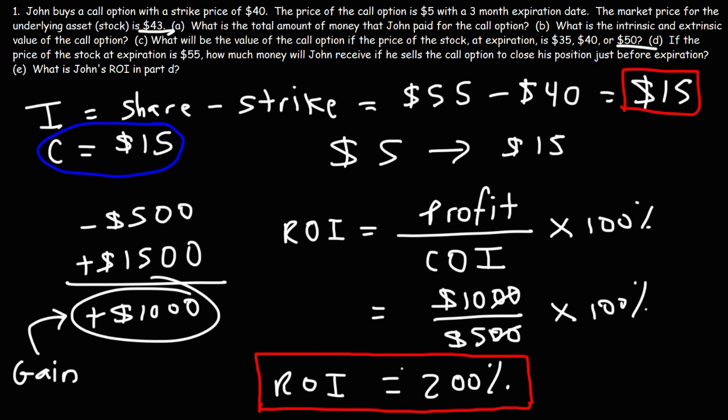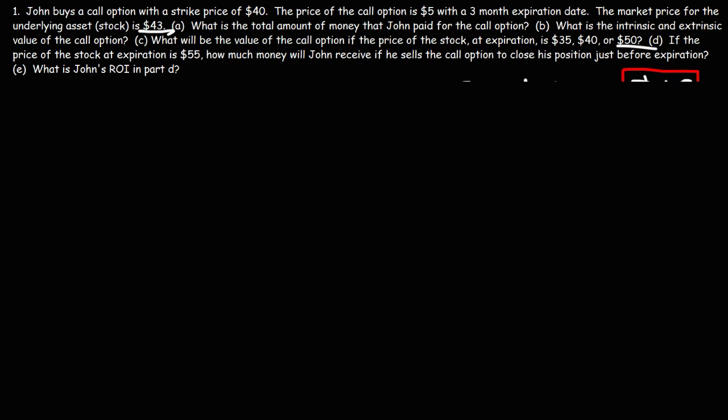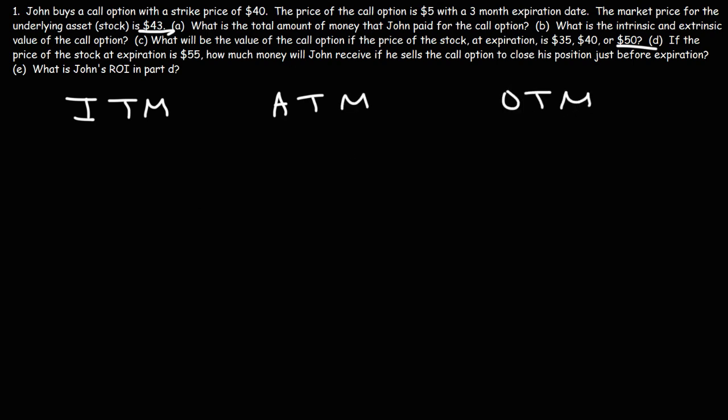Now, there are 3 other terms that you may want to be familiar with when buying or selling options. Perhaps you've seen these abbreviations: ITM, ATM, and OTM. You might be wondering, what do these 3 things mean? ITM means that the option is in the money, ATM means that it's at the money, and OTM tells you that it's out of the money.